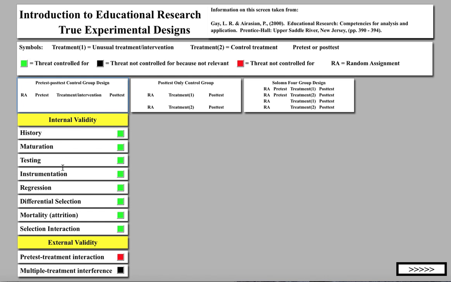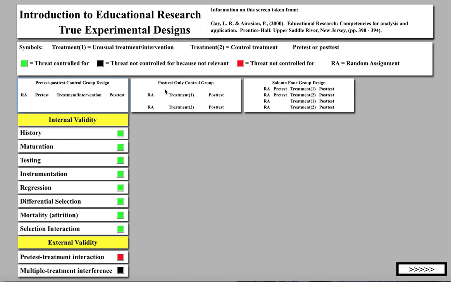Now you can see that this design with random assignment, pre-test, treatment, post-test controls for almost every, it does control for every threat of internal validity. And the multiple treatment interference is irrelevant, but it does not control for, in terms of external validity, the pre-test treatment interaction. So what kind of students were pre-tested, and that pre-test influenced their scores. But this is a very strong design, because of the random assignment, which makes it true experimental.